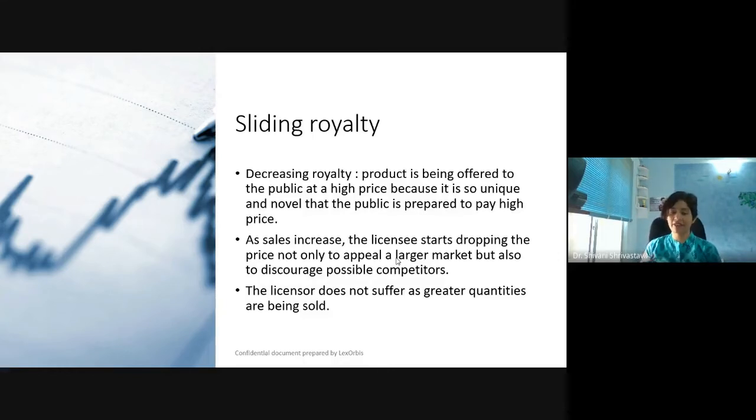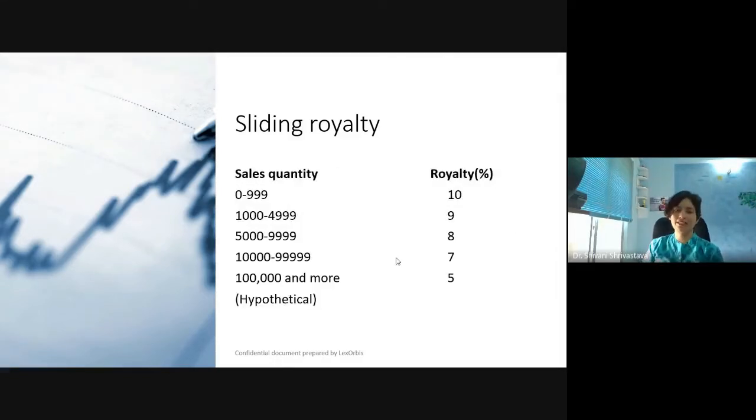So in this case, when the product is sold at a high price in the initial days and later on the price is reduced, the licensor is actually not suffering a loss, because he got a higher percentage of royalty during the initial period of selling the product. Here you can say when the sale was less than 1000 products, the royalty was 10%. And as the sale increases because we are decreasing the price, we can also reduce the percentage of the royalty.